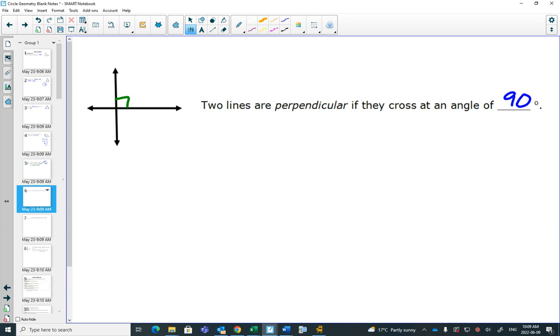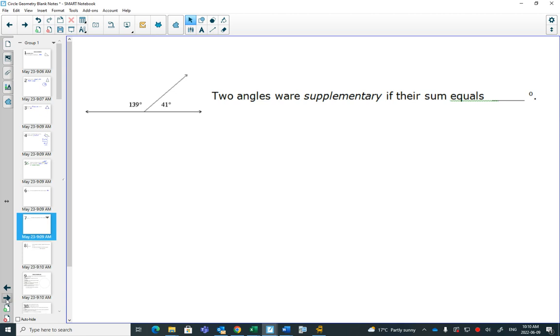And if this is 90 degrees, this is 90 degrees, this is 90 degrees, there'd be 90 degrees on all of those. Two angles are supplementary, there's a new word, if their sum equals 180 degrees. And anytime you have two angles on a straight line, they will always add up to 180 degrees.